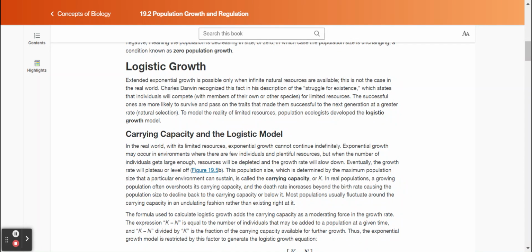Logistic growth. Extended exponential growth is possible only when infinite natural resources are available. This is not the case in the real world. Charles Darwin recognized this fact in his description of the struggle for existence, which states that individuals will compete with members of their own or other species for limited resources. The successful ones are more likely to survive and pass on the traits that made them successful to the next generation at a greater rate. That's natural selection. To model the reality of limited resources, population ecologists developed the logistic growth model.